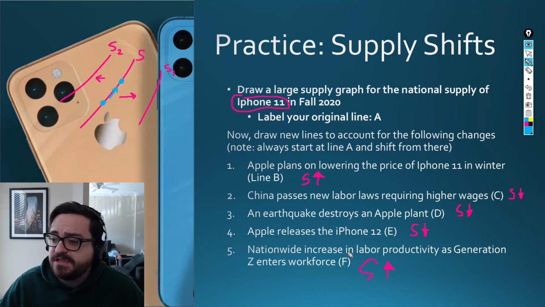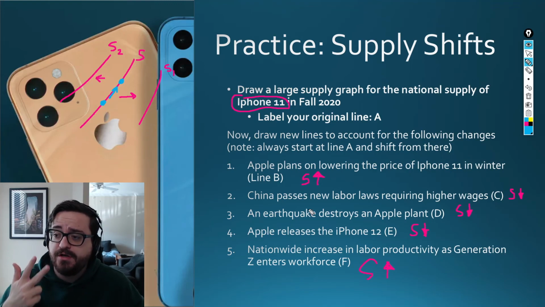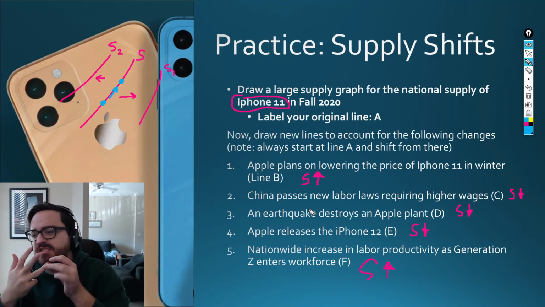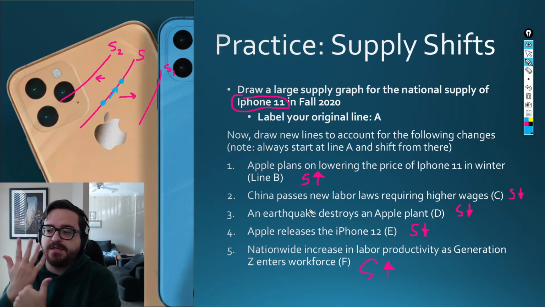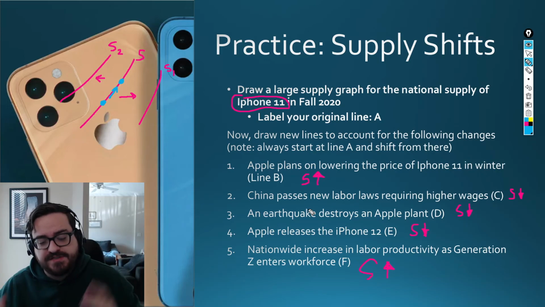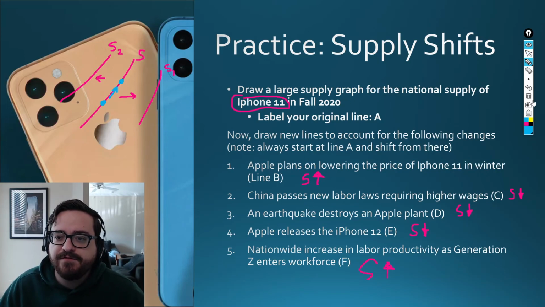If it's anything else, if it's anything that could be fit into that SEPN acronym, again, that's competition, expectations of future price changes, profitability of alternatives, profitability of joint supply, which doesn't come up a lot, input costs, and the natural and man-made phenomena. If it's any of those things, you would change the overall supply of the good or service.